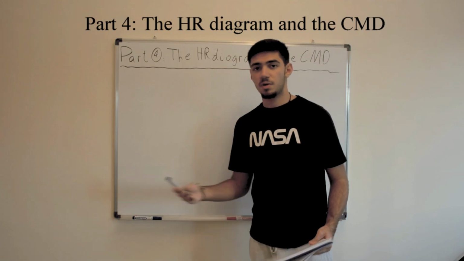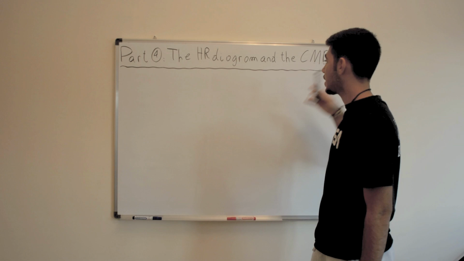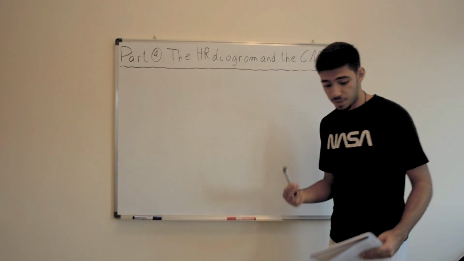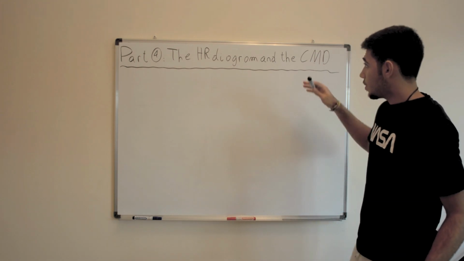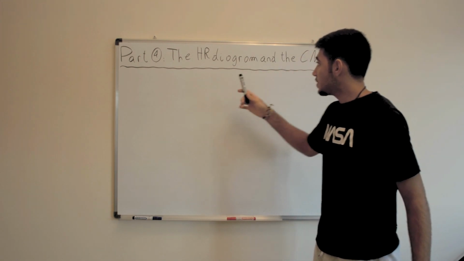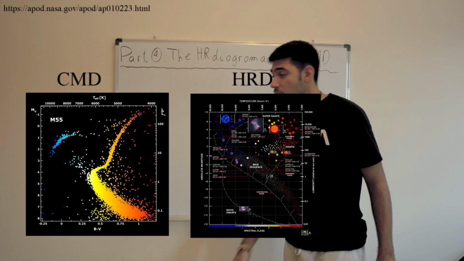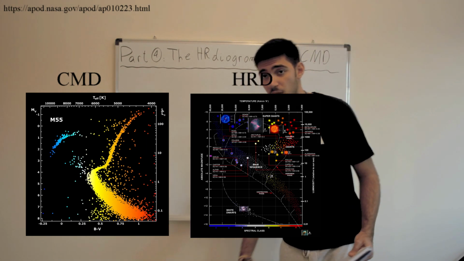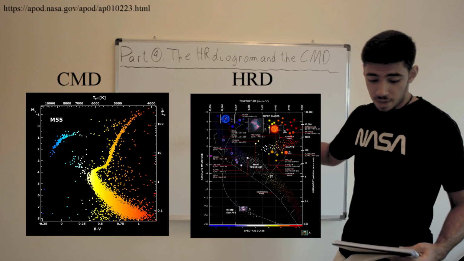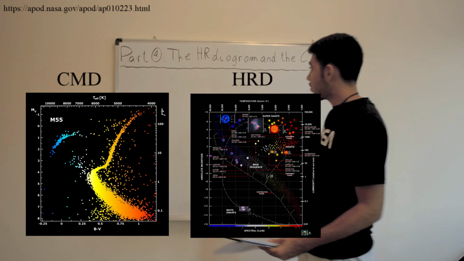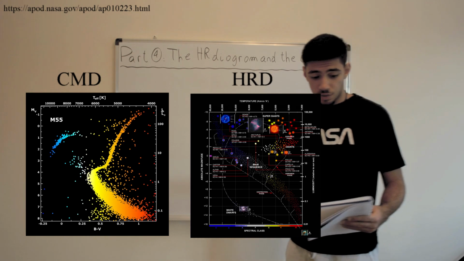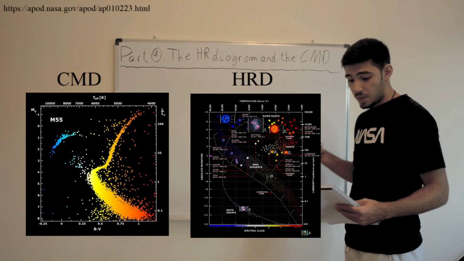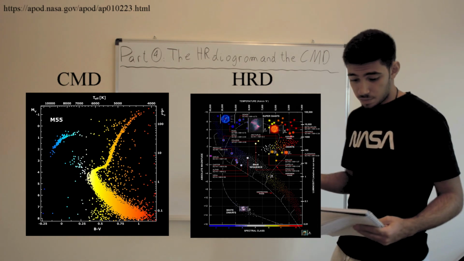Part 4 is a rather short part. We're going to be looking at the HR diagram and the CMD, the Hertzsprung-Russell diagram and the color magnitude diagram. We're going to see that the HR diagram is actually a theoretical diagram, and the CMD is the corresponding observational diagram. We know that the HR diagram is a diagram of luminosity versus surface temperature. The corresponding diagram is the CMD, which is color and magnitude.